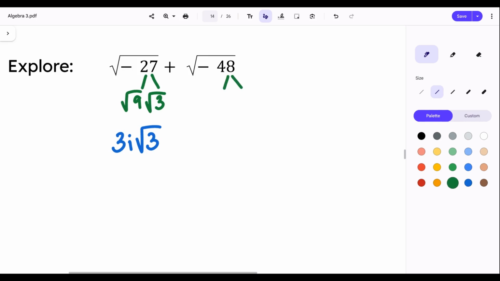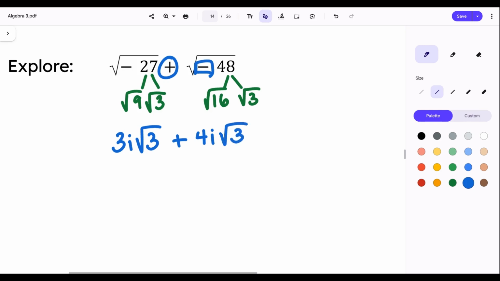This could break down as 16, again, underneath the square root, times 3. Okay, so I'm going to bring down, we have a plus sign here. The square root of 16 becomes a 4, and I have to have an i because of this negative here. And then that square root of 3 just attaches. So now if you look, they both have the square root of 3, which means that you can operate with the numbers in the front.